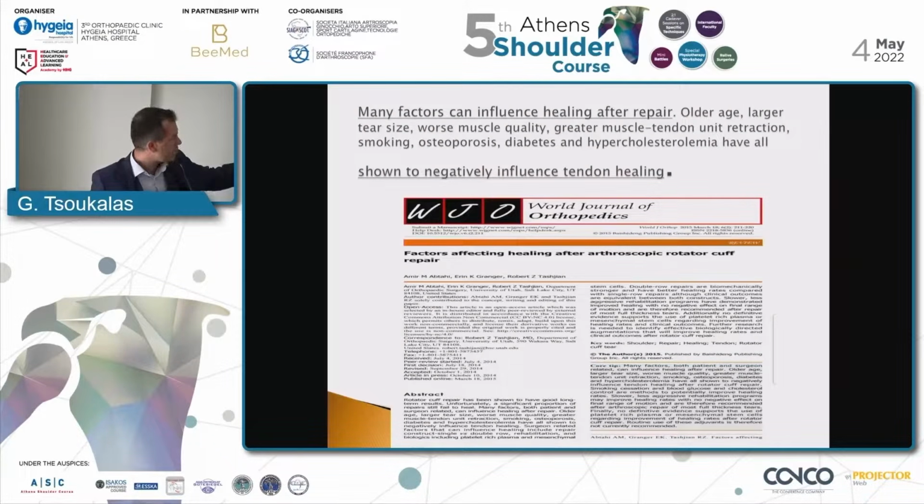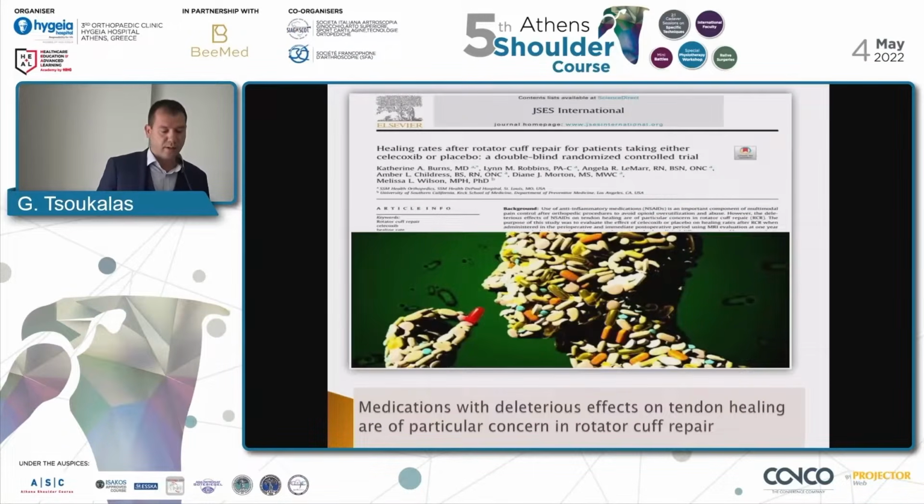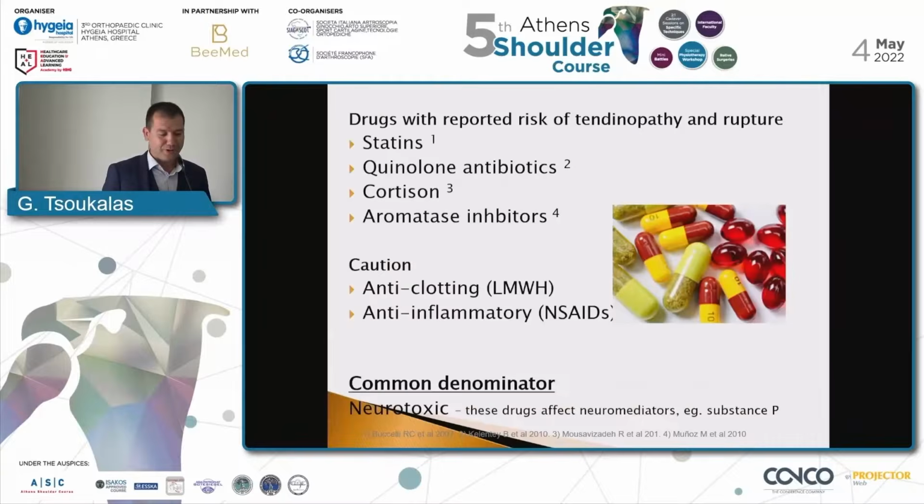We can see here factors affecting healing after arthroscopic rotator cuff repair: the size of the tear, the quality of the muscle, greater muscle-tendon retraction, smoking, diabetes, hypercholesterolemia, even some medication. If we see a patient with a bag of medication, then we have to think more, because there are drugs with reported risk of tendinopathy, even rupture, that can have a lot of effects on our rehabilitation. A Greek man, 60 years old, it's very possible he takes statins.